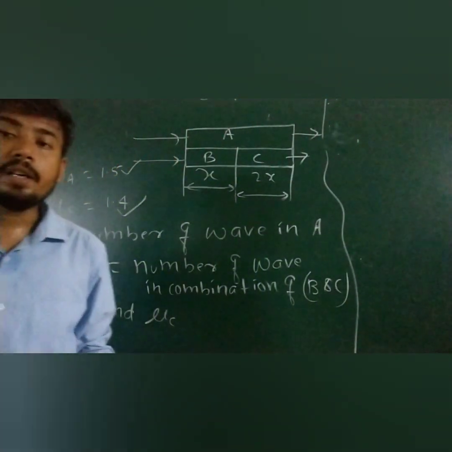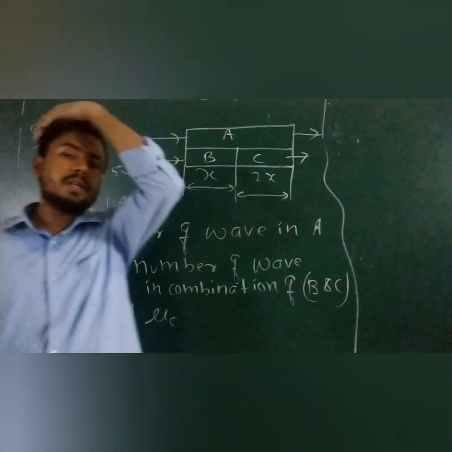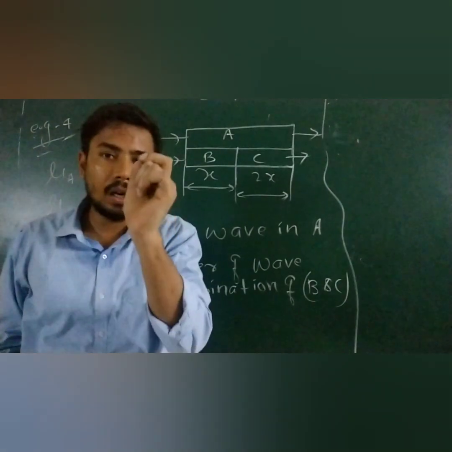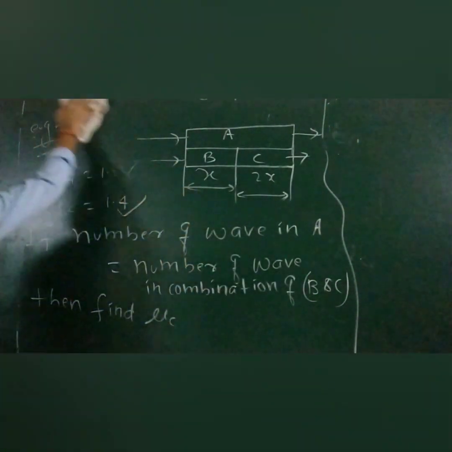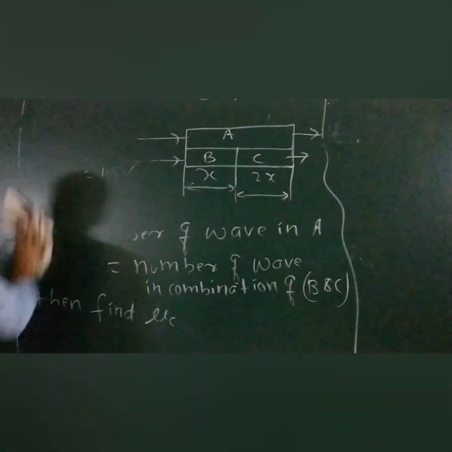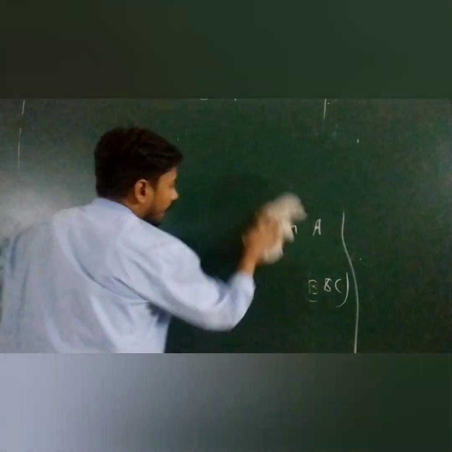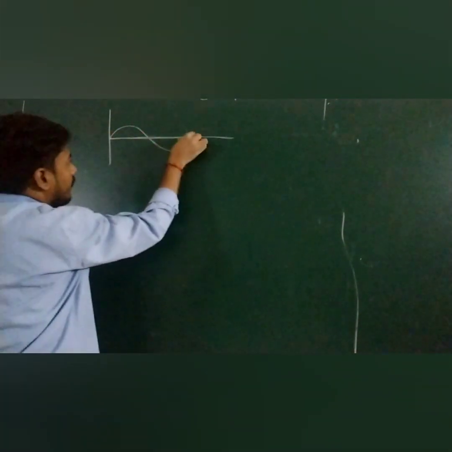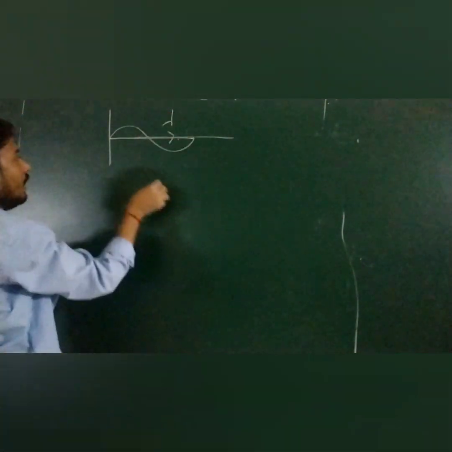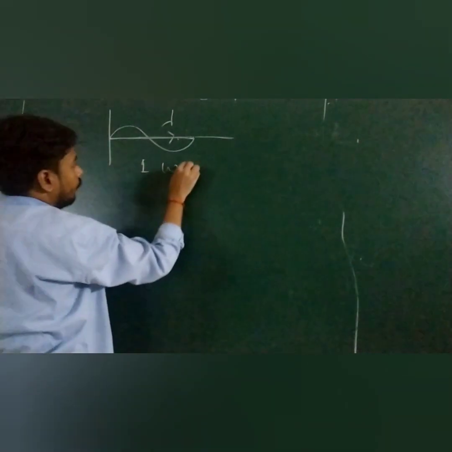So the point is, what is the number of waves? We know that in one wavelength lambda, one wave exists. If I draw it here, in one linear wavelength, how many waves? One. This is a wave. This distance is called the wavelength, and this is one wave.